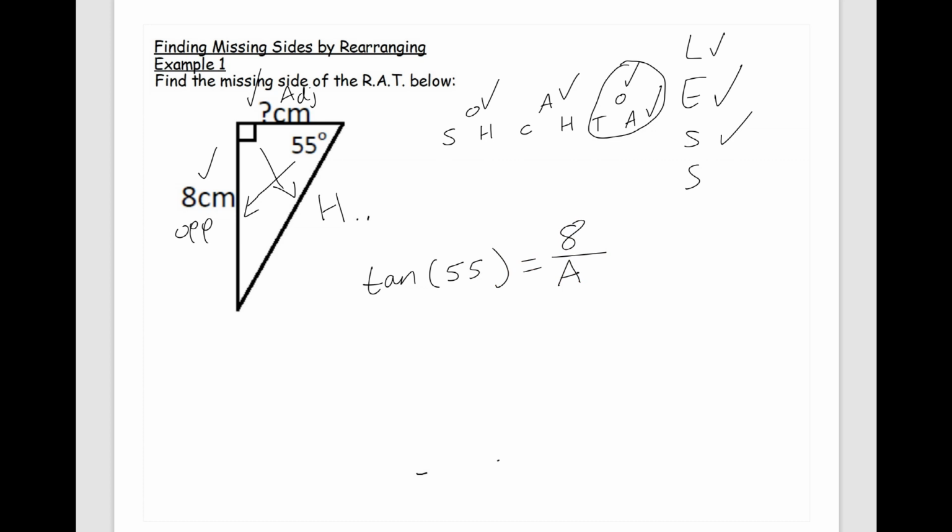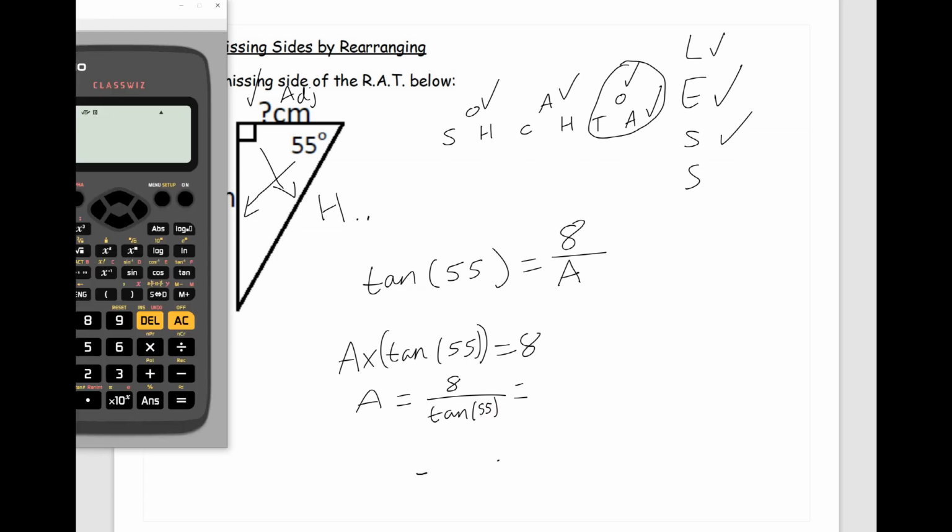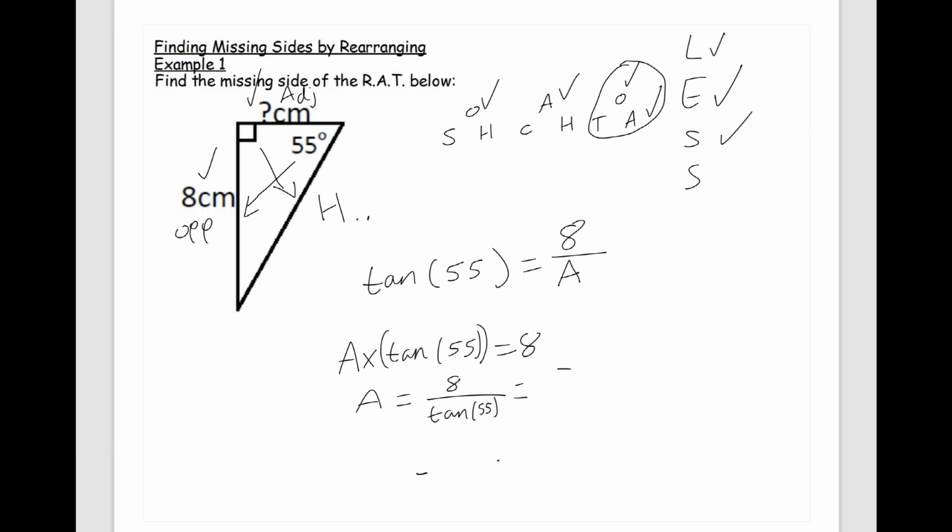Now I want to get A on its own. So the first thing I'm going to do is multiply both sides by A. So I have A times tan 55 equals 8. And then I'm going to divide both sides by tan 55, all of tan 55. We can't separate the 55 from the tan. So I have A is 8 over tan 55. And I can put it into my calculator as follows. 8 over tan 55 using the fraction button, or I could do 8 divided by tan 55, close bracket. Either way, I get 5.60 as my answer, 5.60 centimeters.